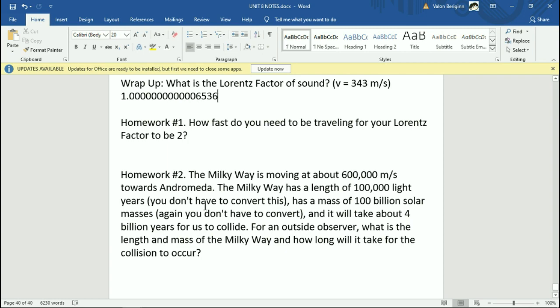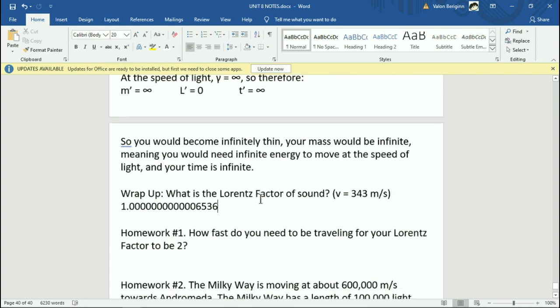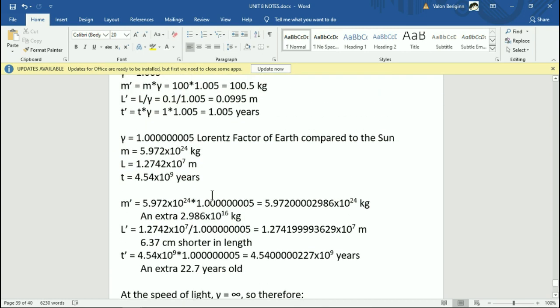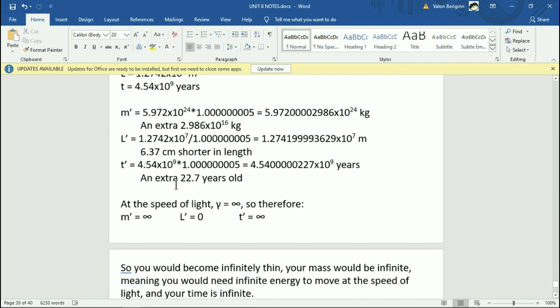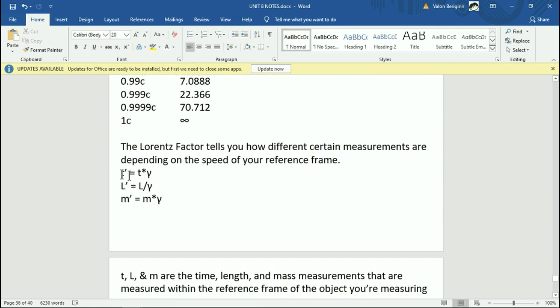Notice you don't have to convert anything. Because the Lorentz factor, gamma itself, is unitless, what you're doing when you change between the lengths, times and masses is the same. For example, if you put in solar masses here, you're going to get solar masses out. And if you put light years in, you're going to get light years out. So you don't need to convert, it's just the same unit for whatever it is.